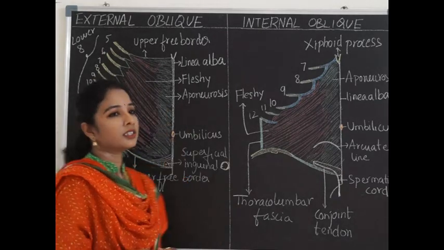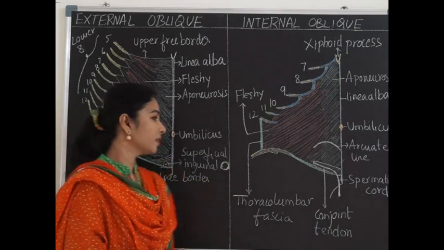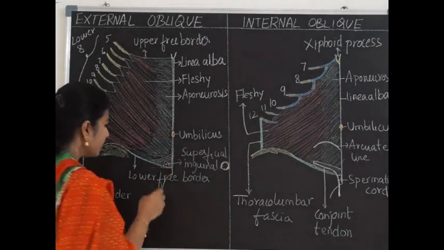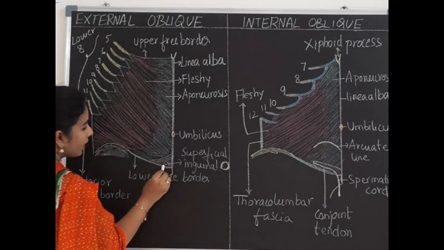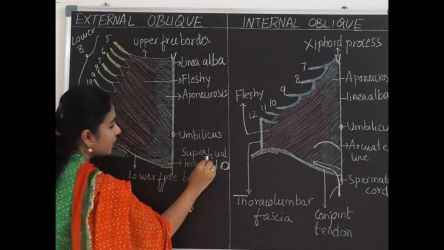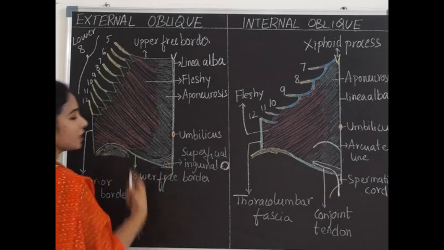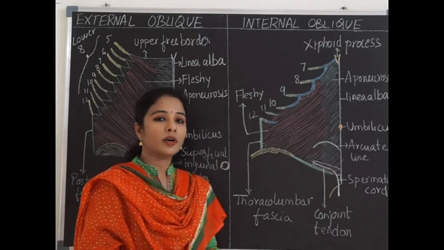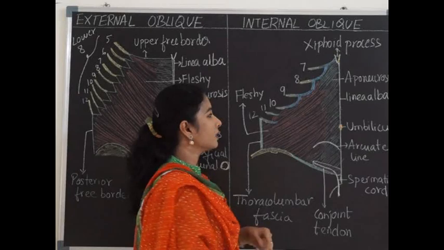Nerve supply of the external oblique muscle: it is supplied by the lower 6 thoracic nerves. And we can see here there is an opening in the lower medial part of the external oblique. This opening is called the superficial inguinal ring, which is a triangular aperture which continues to form the inguinal canal. So let's see about the internal oblique muscle.